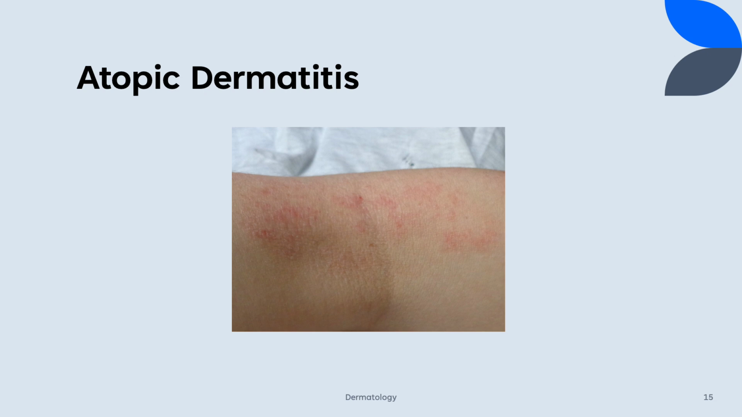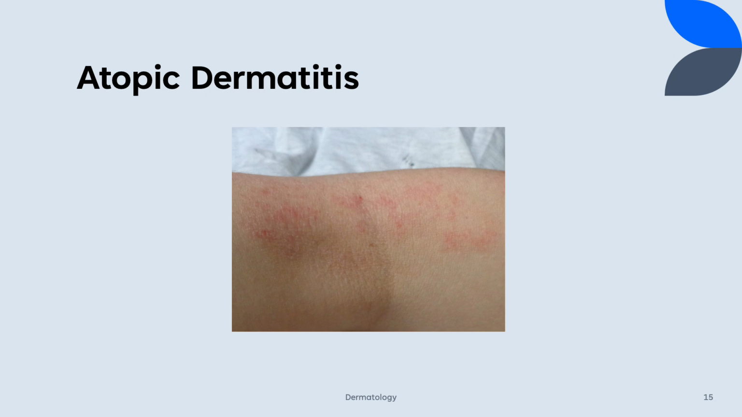It is characterized by dry, itchy skin, which can lead to red and inflamed patches. In some cases, the skin may ooze or crust, especially if scratched. Common locations include flexural areas, such as the insides of elbows and knees, as well as the face, neck, and hands. These areas are particularly vulnerable due to friction and moisture.